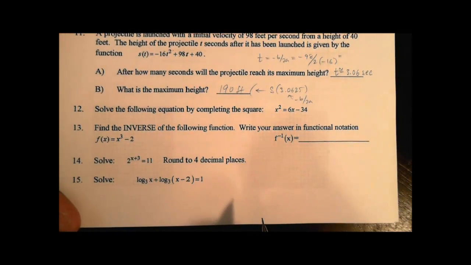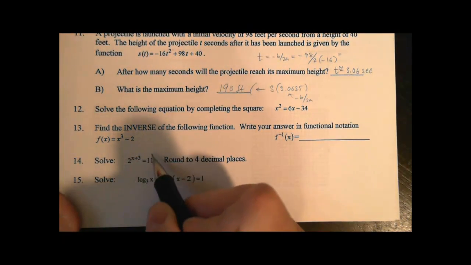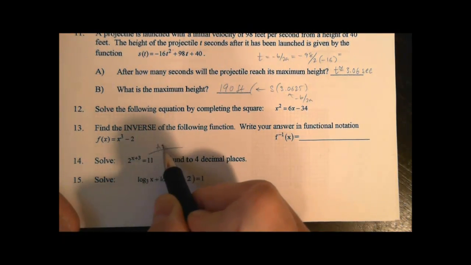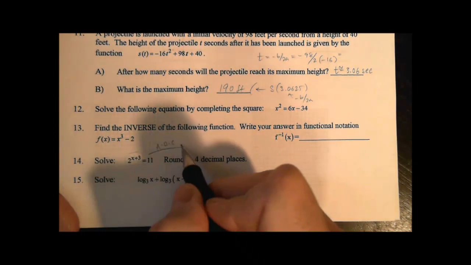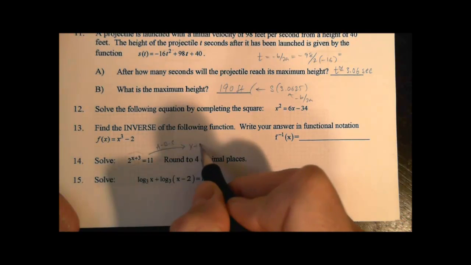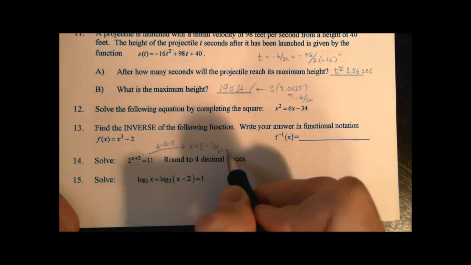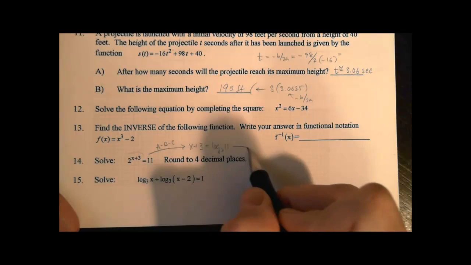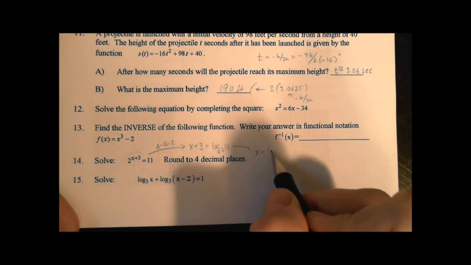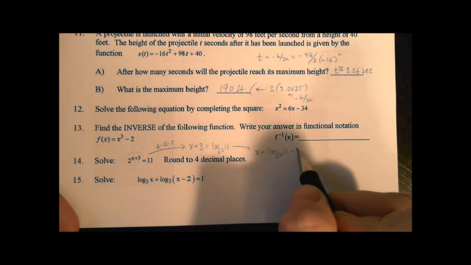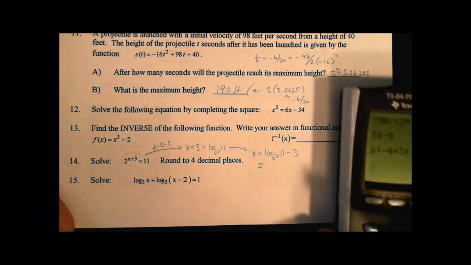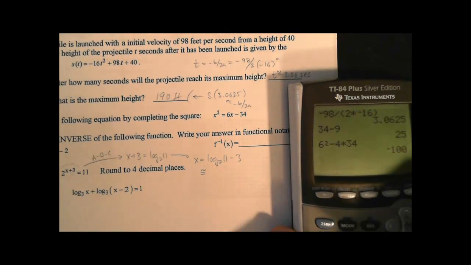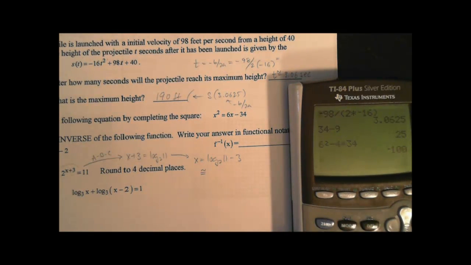Number 14 is a pretty standard exponential. I would ABC this. The exponential portion is all by itself. And I would write this as x plus 3 equals log base 2 of 11. And the solution then is x equals log base 2 of 11 minus 3, which can be approximated on your calculator fairly easily. Don't forget the change of base formula.